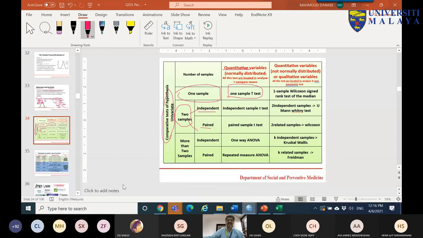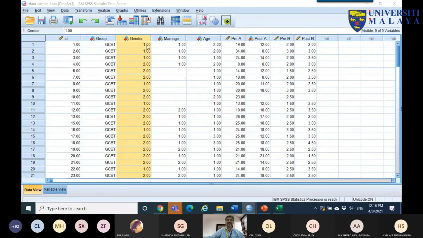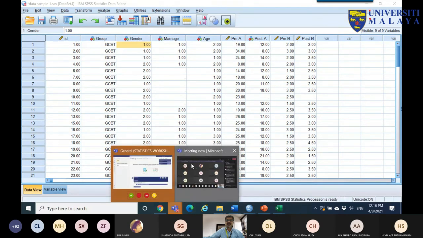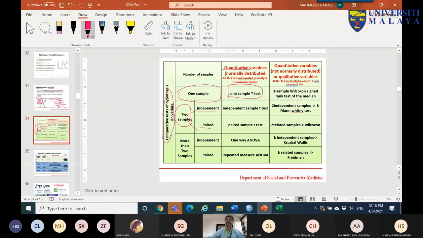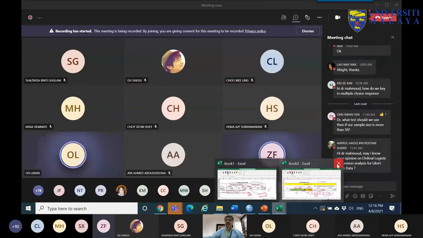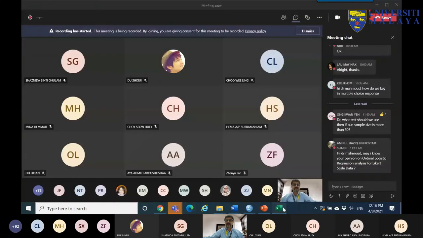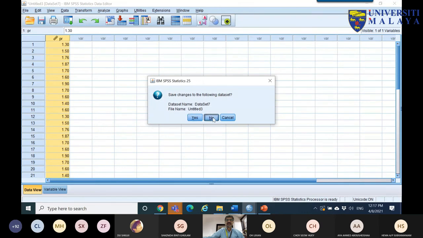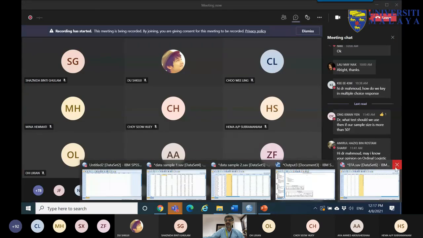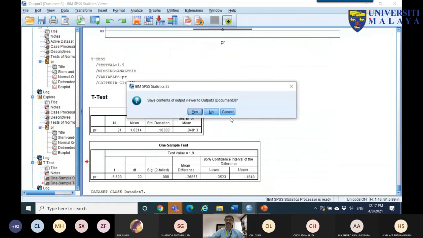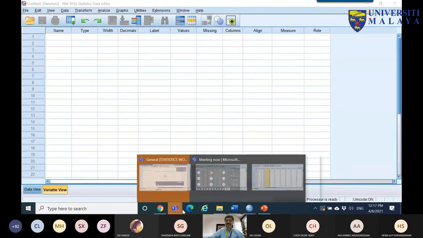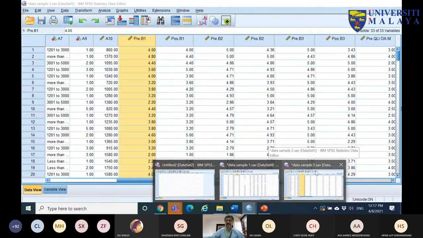So back to this data set. As you can see here, we have gender. Something wrong. Can you see my screen? Yes. Okay, let me close all these windows. I think a lot of windows are open. I need to close all of them, especially this data. I don't need it. I keep only the data sample one.